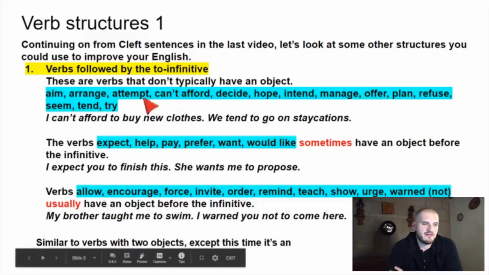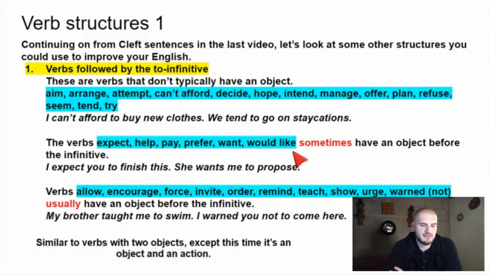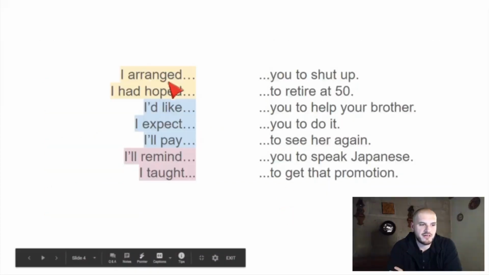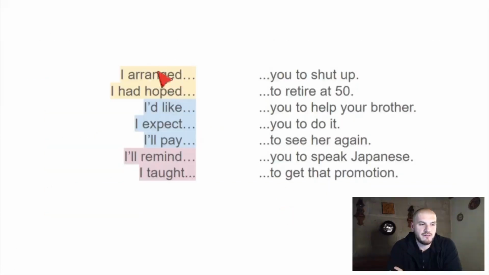So remember that there are three different categories, right? These verbs that typically don't have an object, these verbs that sometimes have the object before the infinitive, and these verbs that usually have an object before the infinitive. And here are the three types again. Infinitive, sometimes, usually, okay? So, which options do you have here? I arranged and I had hoped you to shut up, to retire at 50, you to help your brother, you to do it, to see her again, you to speak Japanese, and to get that promotion.